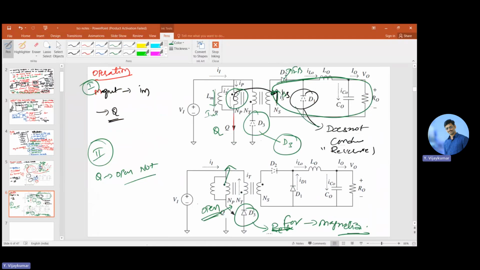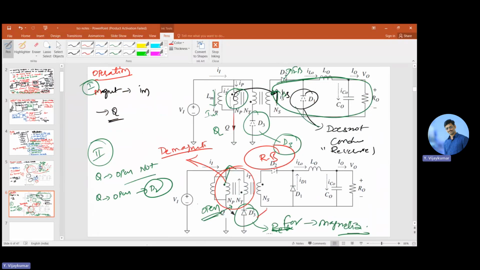Because of this energy stored in the inductor, some amount of current is still flowing. But the moment Q is off, when Q is open, D2 is automatically off, so D2 will be in reverse bias. The energy that is in the transformer can be demagnetized by the diode D3, so it will be demagnetized.